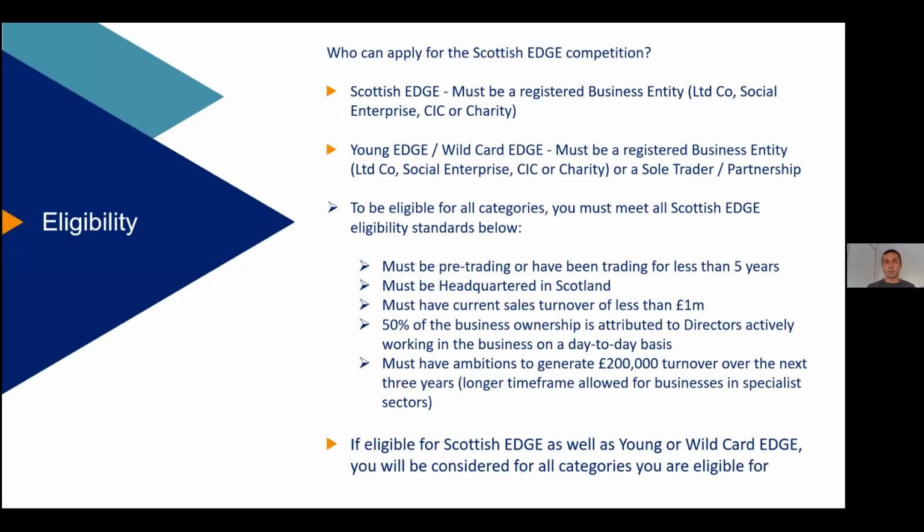If you're eligible for different categories, so if you meet Scottish Edge because you're registered and based in Scotland, you're also young because you're between age 18 and 30, you can be eligible for Young Edge. You're still pre-trading, so you're eligible for Wildcard Edge. If you're eligible for more than one category, you'll be considered for all of the categories you're eligible for. And it means you just do the one application form. You don't have to do separate applications, it's just one, and you would tick the separate boxes, which we'll let you see how that works on the actual portal.